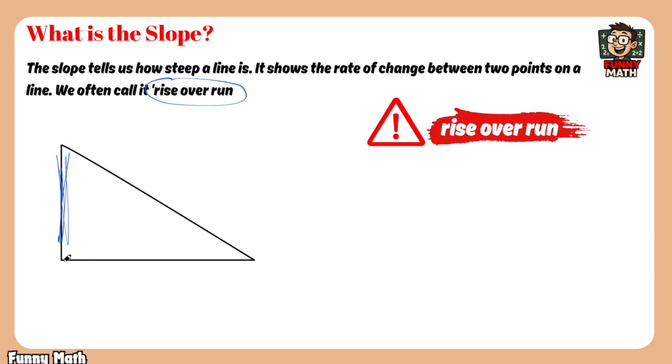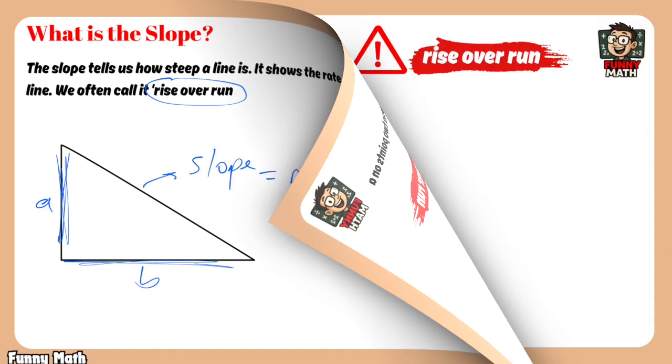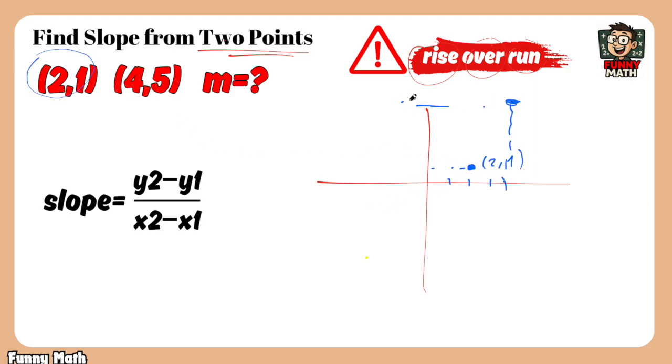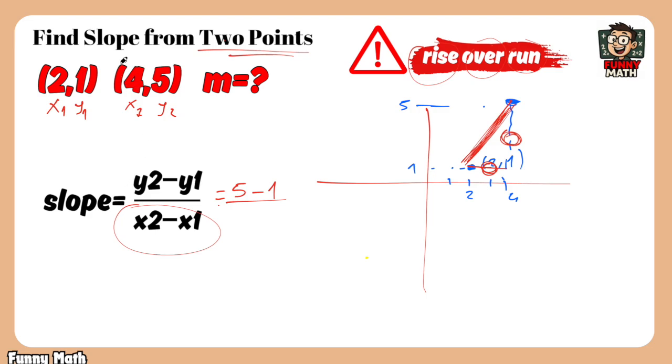This is rise. This is run. Slope equals m equals rise divided by run, which is y2 minus y1 over x2 minus x1. In our example, 5 minus 1 over 4 minus 2 is 4 divided by 2 equals 2.